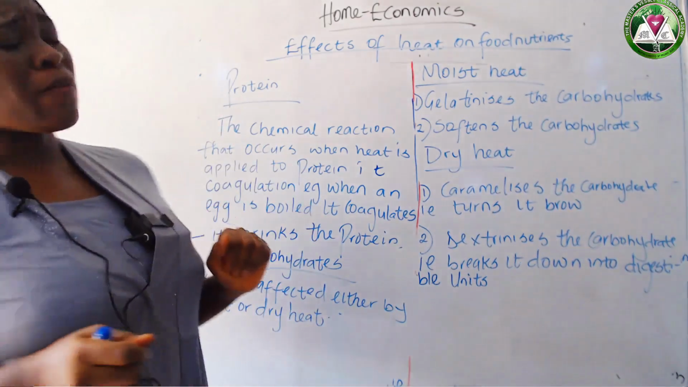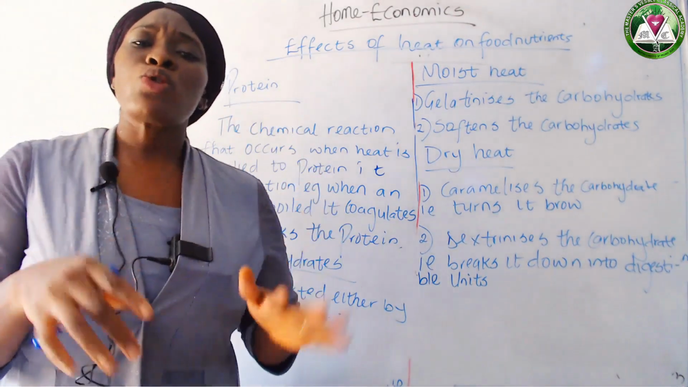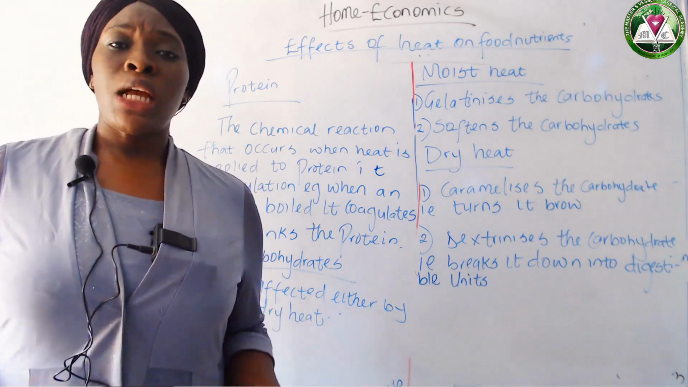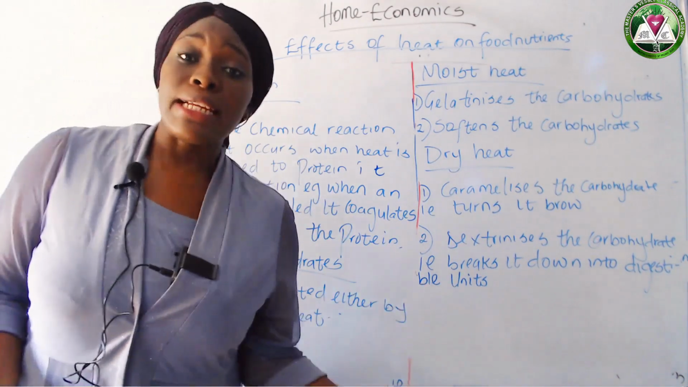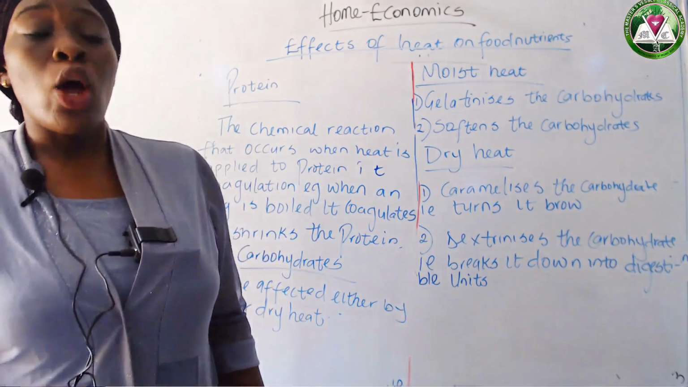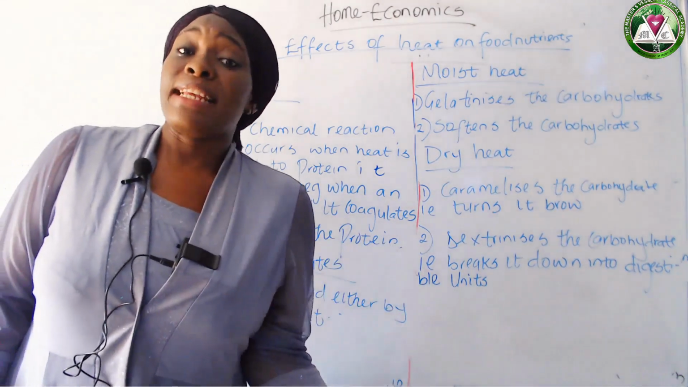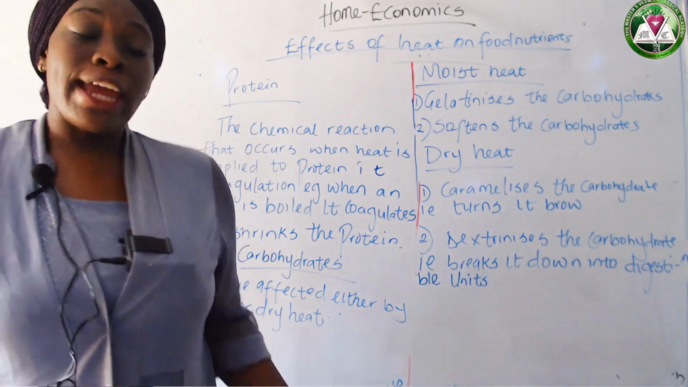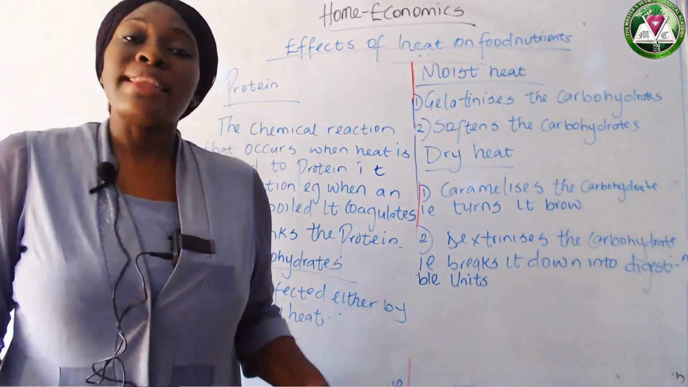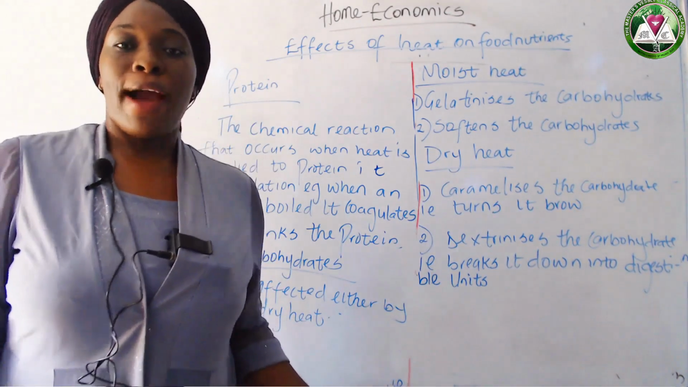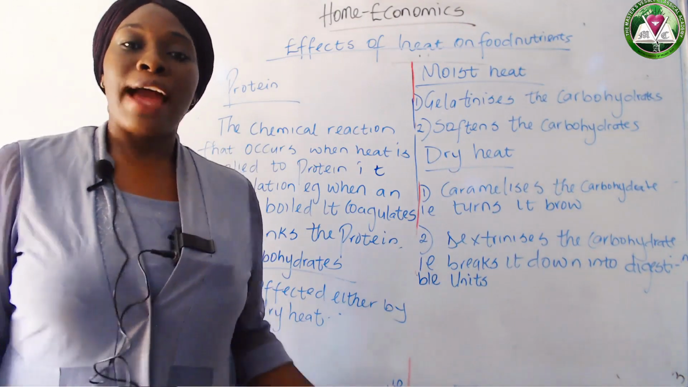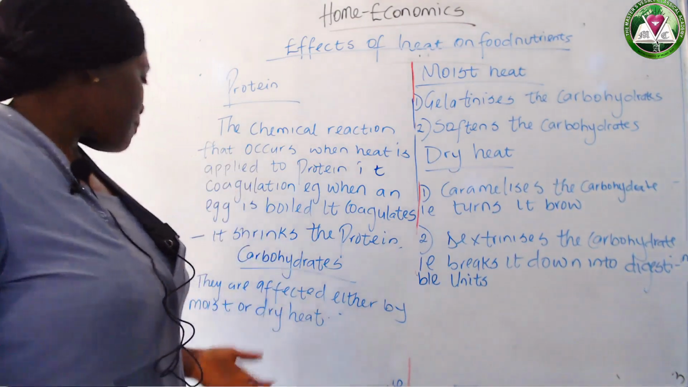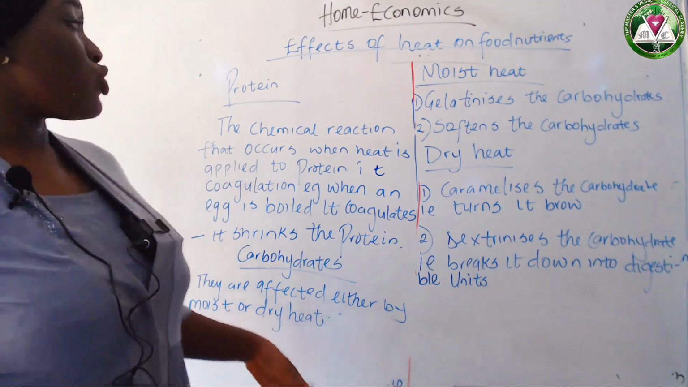Then in terms of carbohydrates, heat also affects carbohydrates. Okay? Now it can be a moist heat or it can be a dry heat. When you're talking about moist heat, water is involved. When you're talking about a dry heat, no water is involved. So these two heats affect the carbohydrates or any food item that has carbohydrates.